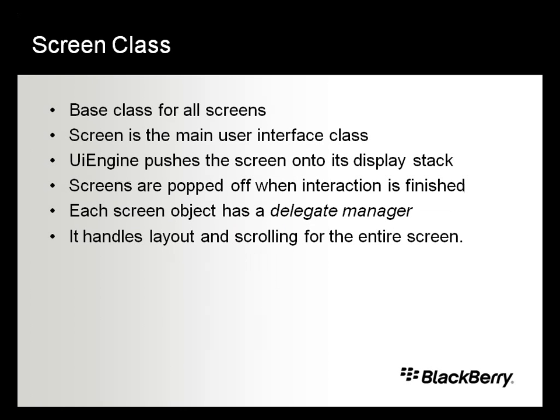Screen is the main user interface class. It is the base class for all the other screens. UI Engine pushes the screen onto the display stack. The users can see the information we provide them and use the controls we provide them. Once they are finished with the interaction, we pop off the screens. Each screen object has a delegate manager. That manager handles layout and scrolling for the entire screen.